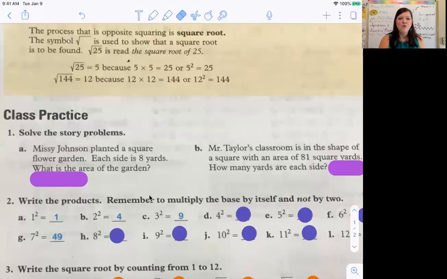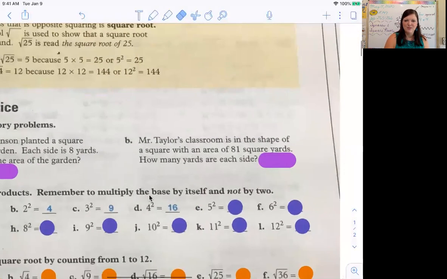Go over to D. Let's read it together. 4 squared. What is 4 times 4? 16. Read it together. 5 squared. What does it mean? 5 times 5. What is 5 times 5? 25. So we can say that 5 squared is equal to 25. Letter F, read it with me. 6 squared. What does it equal? Don't say 12. I know some of you were thinking 12. If you were thinking 12, you were thinking 6 times 2, but that is not what squared means.